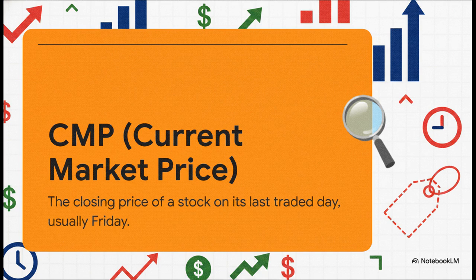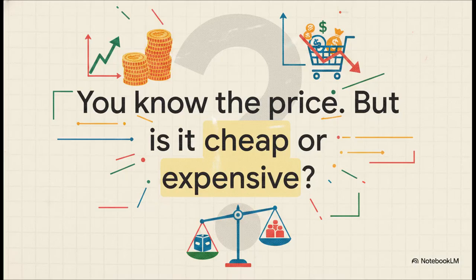So CMP, or current market price, this is the most straightforward place to start. It's basically the price tag. It's the price of one share of a company at the close of the most recent trading day. Simple as that. But here's the thing, a price tag by itself doesn't tell you much, does it? A $500 stock could be an absolute bargain, and a $5 stock could be wildly overpriced. So the real question is, how do you figure out its value?